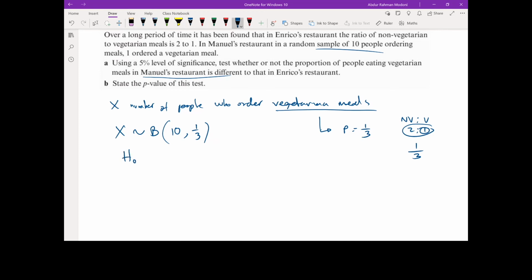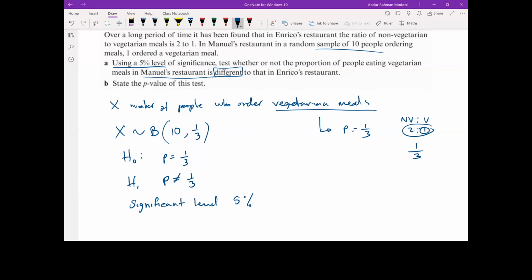Then I go and write down what my H0 is. H0 is that the probability of someone ordering a vegetarian meal is assumed to be 1/3. H1 is that the probability of someone ordering a vegetarian meal is not equal to 1/3, not greater or less. It's because of the word different mentioned here. We say it's not equal to 1/3, and this is where we've got our two-tailed test. We're going to do a test at 5% significance level, so I'll just make a note of that here. Significance level is 5%.